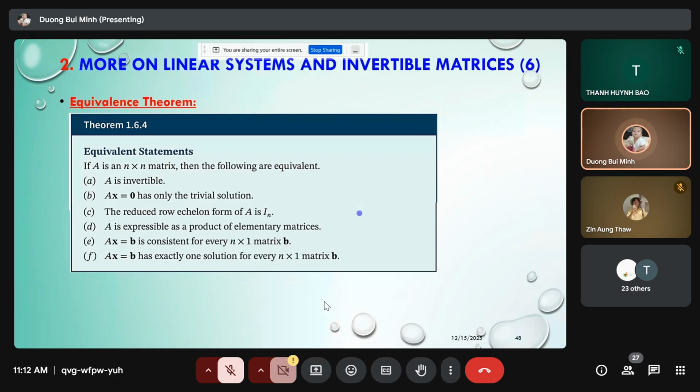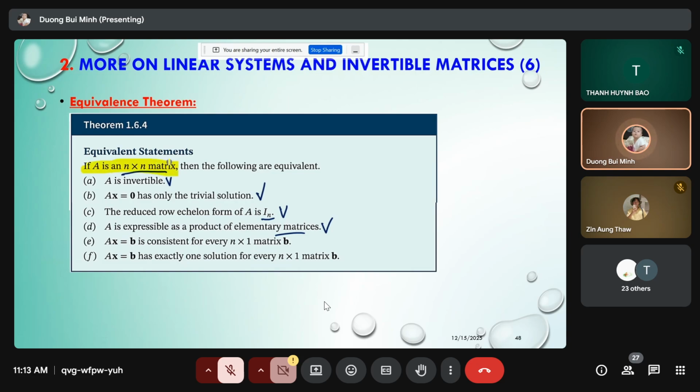We have many properties in relation to invertible matrices. A is an n by n matrix, so A is invertible. If A is invertible, that means AX equals 0 has only the trivial solution. That means all columns will be linearly independent. The reduced row echelon form of A is I_n. And A is expressible as the product of elementary matrices.